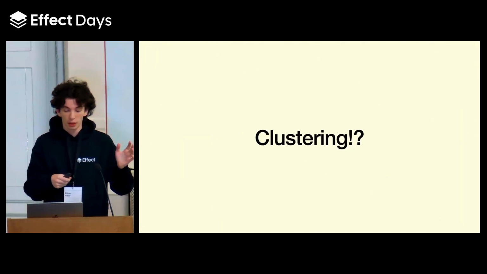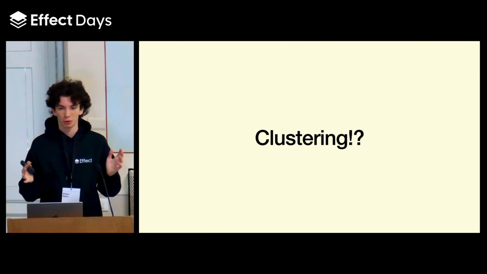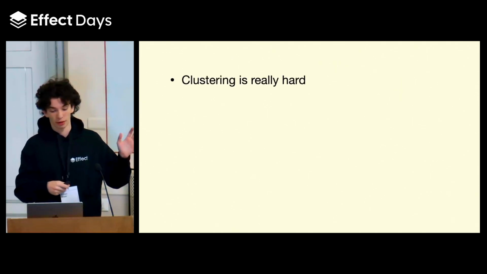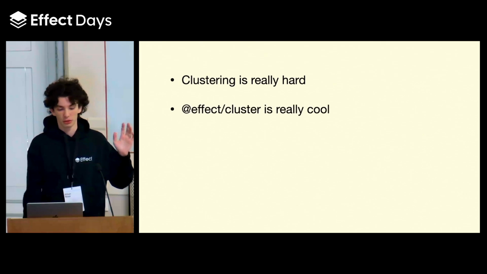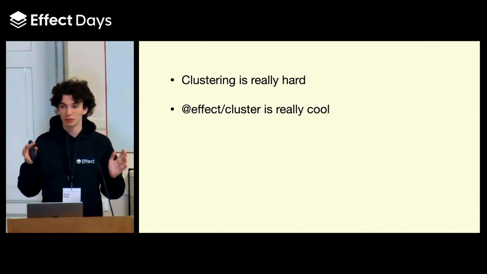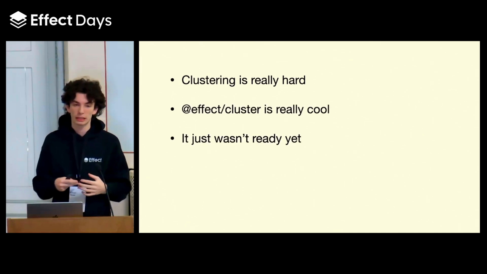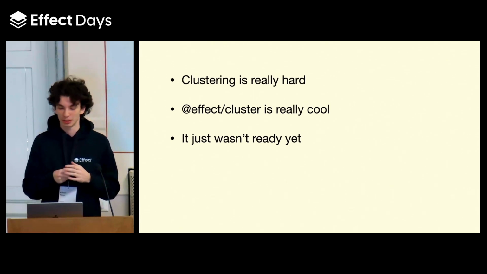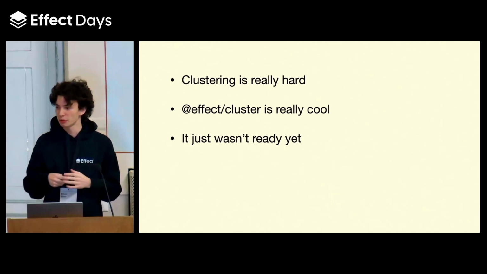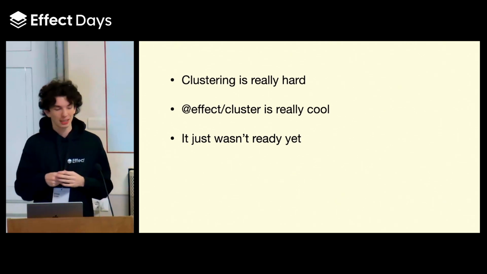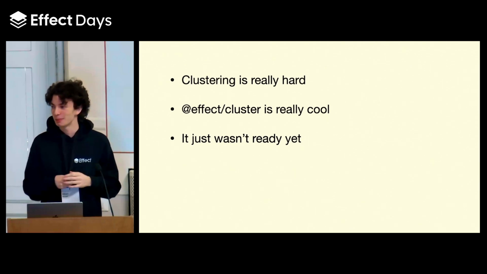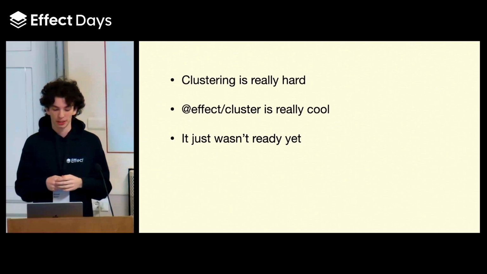Now, you might notice I left out clustering, the big elephant in the room, all the way at the top of that complexity chart. And clustering is really hard to get right. But obviously earlier we saw Effect Cluster. And Effect Cluster is really, really exciting. Unfortunately, while I was working on this, it just wasn't ready yet. It was in pre-alpha, which is not particularly when you want to be using a library. But once it's more stable, which I think alpha is now stable enough, I'd really love to try to get a Redis cluster style API using Effect Cluster with this project.